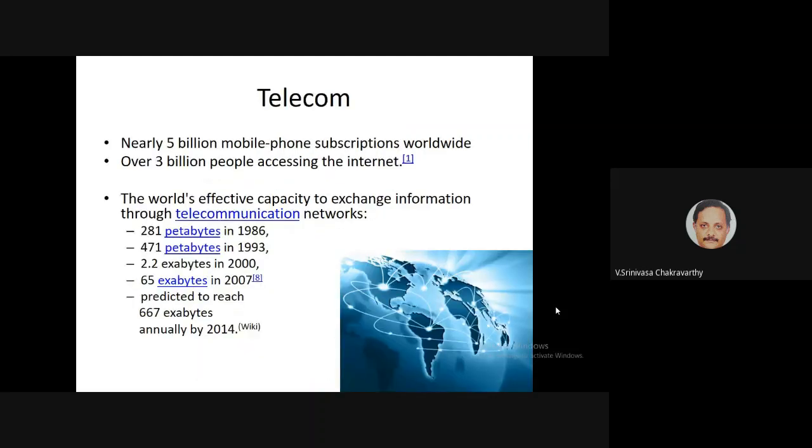So in telecom also, we've been seeing this kind of exponential growth in terms of data sizes. There are 5 billion mobile phone subscriptions worldwide, and 3 billion people accessing the internet. There were 281 petabytes of telecom traffic in 1986, growing steadily, exponentially, to 67 exabytes annually. I couldn't get more recent data, even on Wiki.